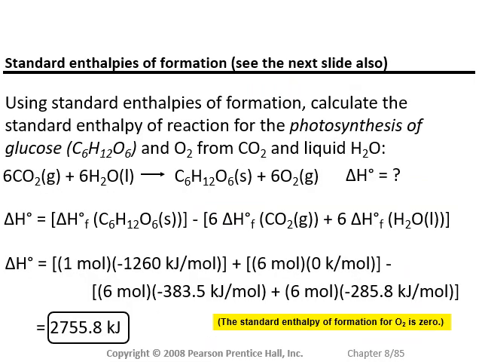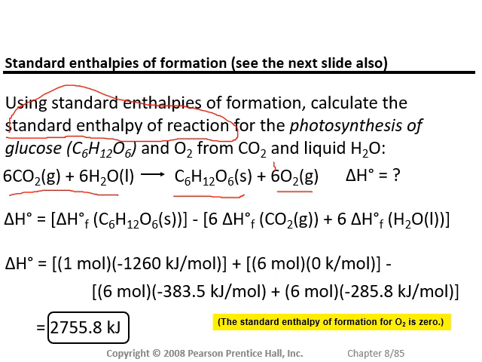So using the standard enthalpies of formation, calculate the standard enthalpy of reaction for photosynthesis. So the reaction is 6CO2 plus 6H2O, and this happens in plants, obviously, gives C6H12O6, which is glucose, plus oxygen that we breathe. All right, so what is the standard enthalpy of reaction? To get the enthalpy of that reaction, you can take the enthalpy of formation of the products multiplied by their various coefficients minus the enthalpy of formation of the reactants.